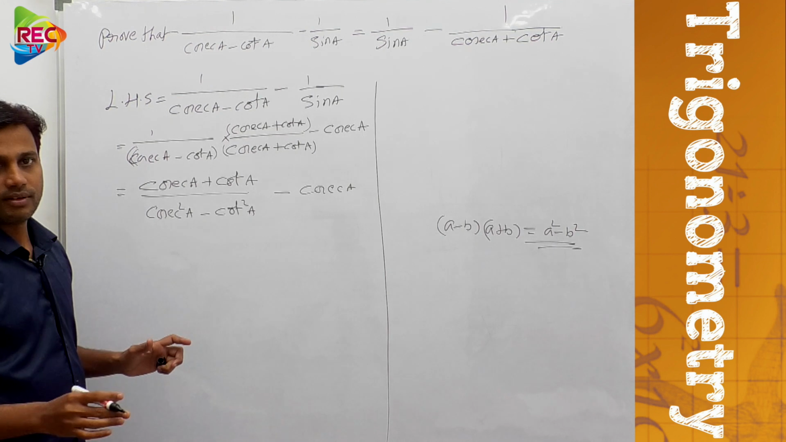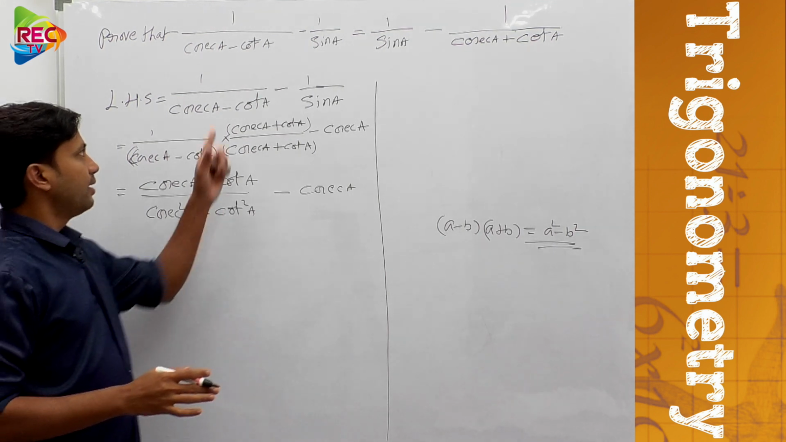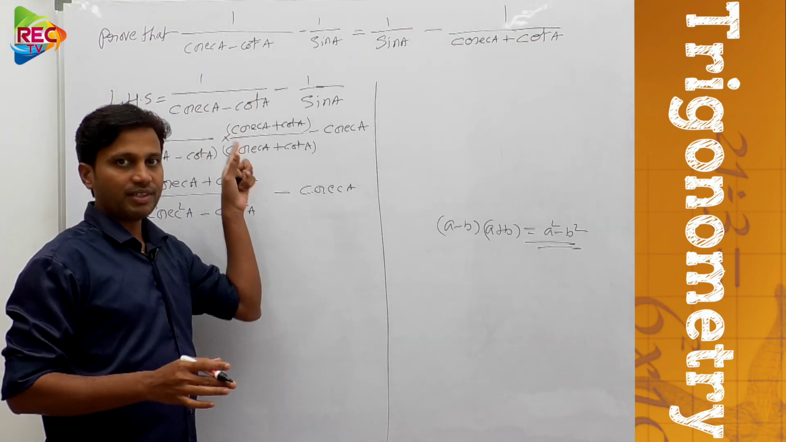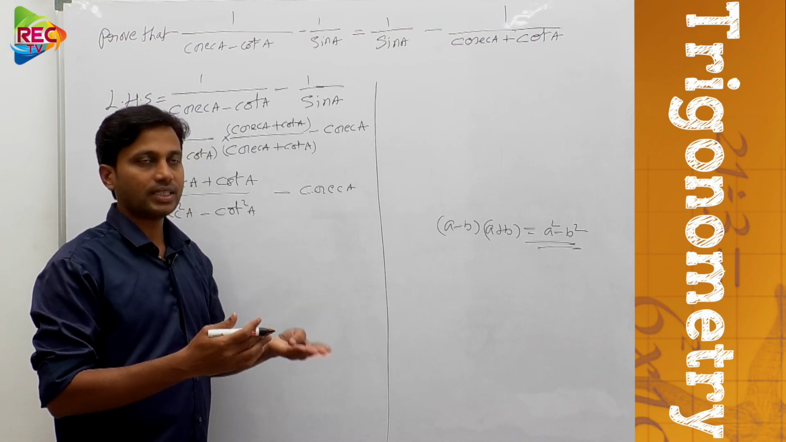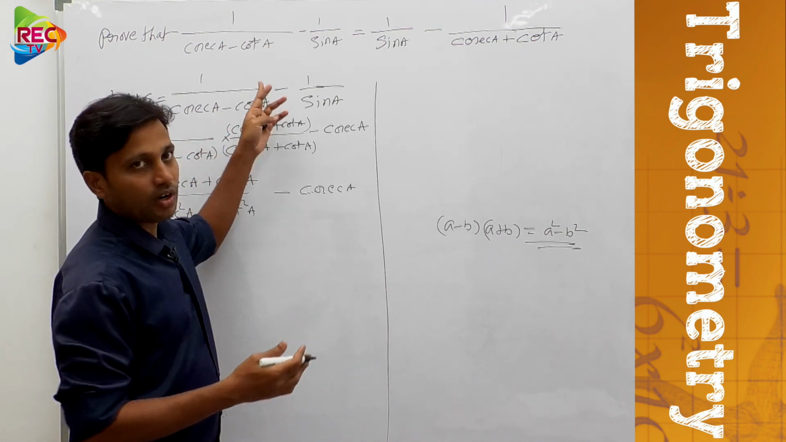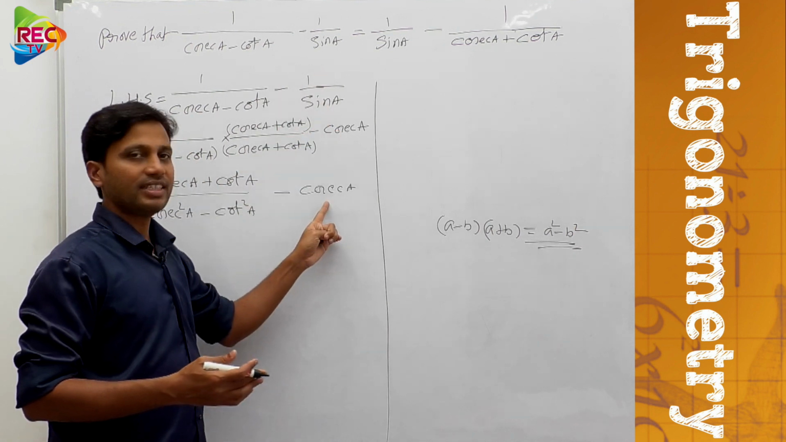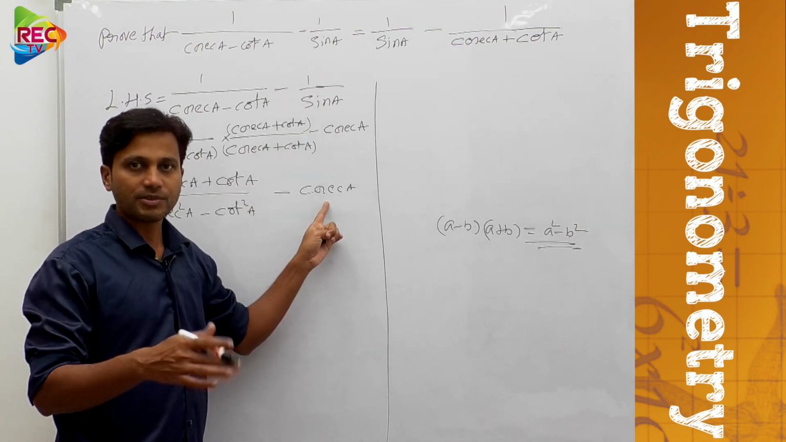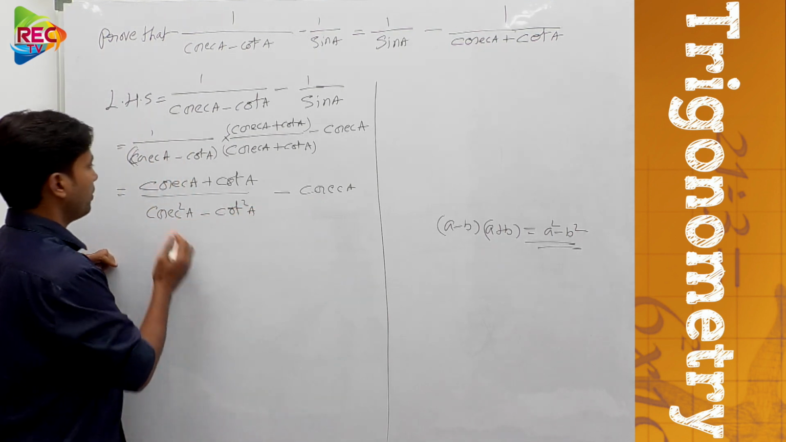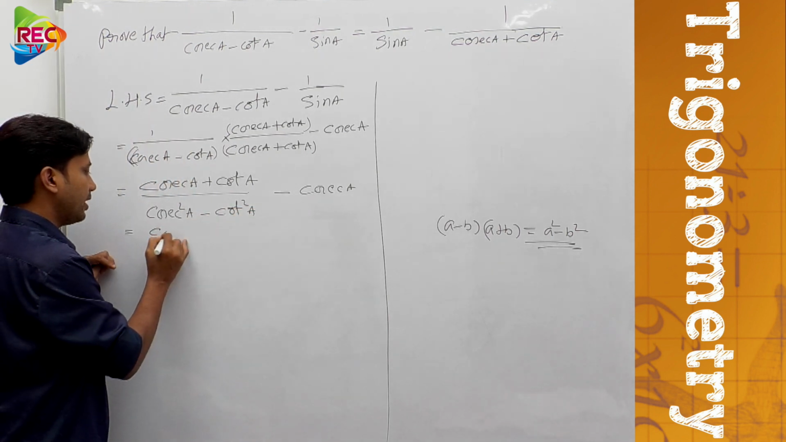We have done a very simple thing: for the first fraction we multiplied and divided with cosecant A plus cot A and simplified it, and 1 by sin A is written as cosecant A in terms of cosecant.